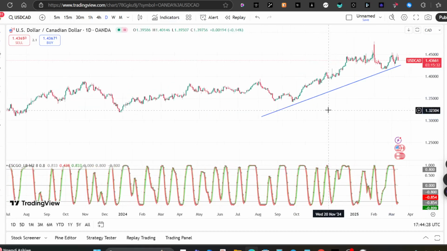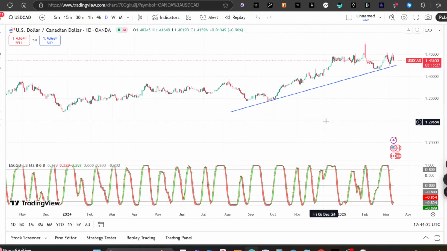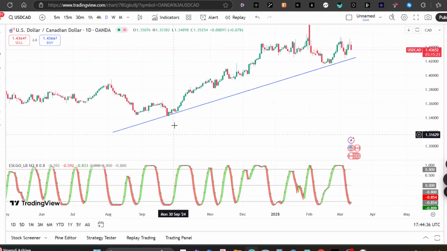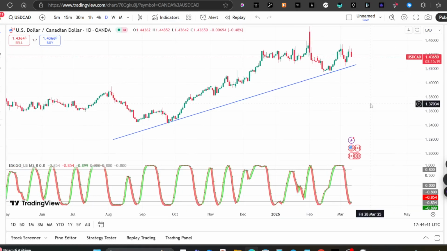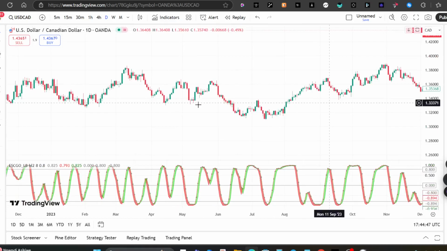So I'm just going to recommend using this indicator in trending markets, because if you are trying to enter a sell trade in a bullish trend, then you might just be trading a pullback, and a pullback could end at any time, right? So let us just see another example.